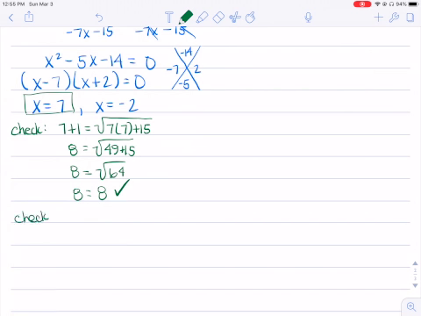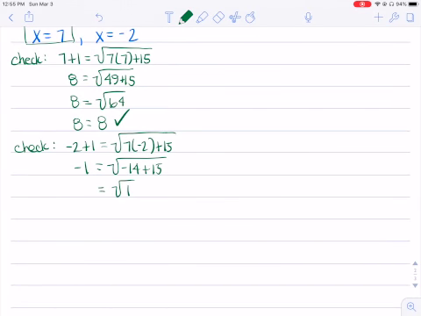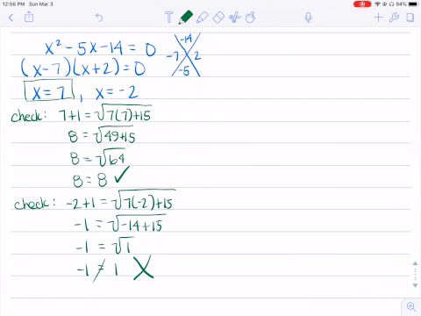So let's check with x equals negative 2. So we have negative 2 plus 1 is equal to the square root of 7 times negative 2 plus 15. And let's continue simplifying. We have negative 1 is equal to the square root of negative 14 plus 15, which is going to simplify to the square root of 1. And the square root of 1 is 1. So negative 1 is not equal to 1. This is no good. So that means that x equals negative 2 has to be crossed out.